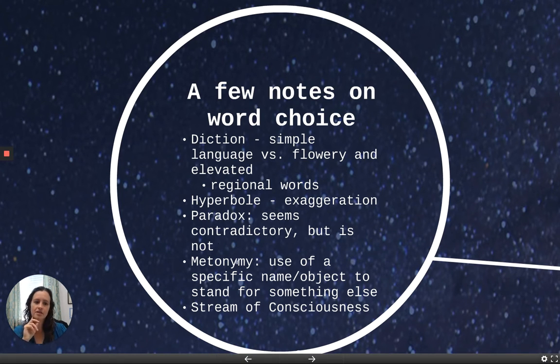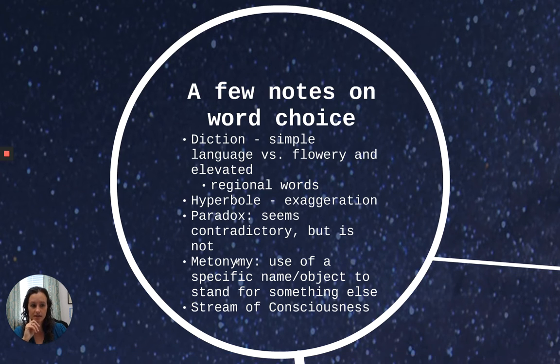And then metonymy is the use of a specific name or an object to stand for something else. So we use this when we talk about like the bald eagle or the American flag or things like that. Those represent America. Or we can talk about the White House when we're really talking about the executive branch. So we use a specific object to sort of represent a bigger idea.